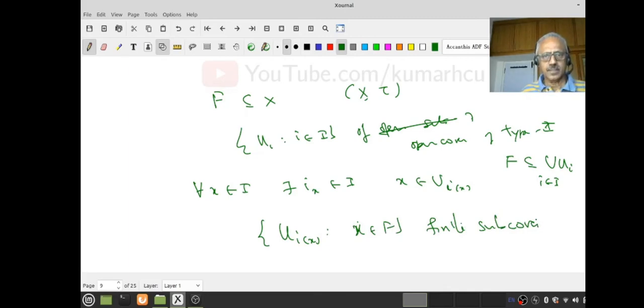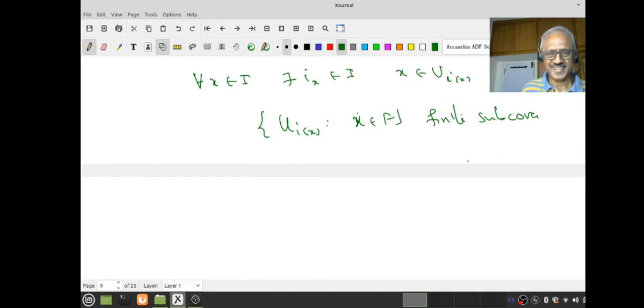So what is the beauty of this? I did not worry about what is the subspace topology. Do you understand this? Okay. Pause. Review. Proceed.